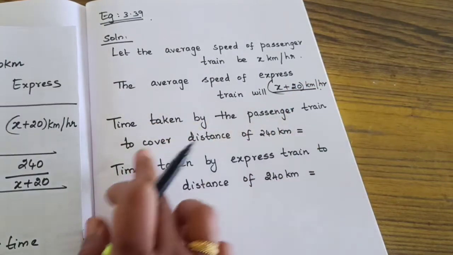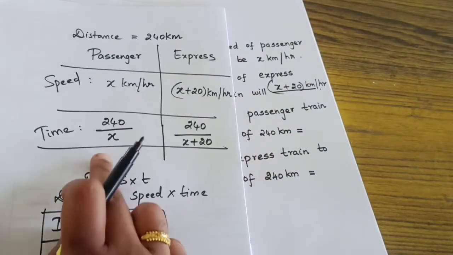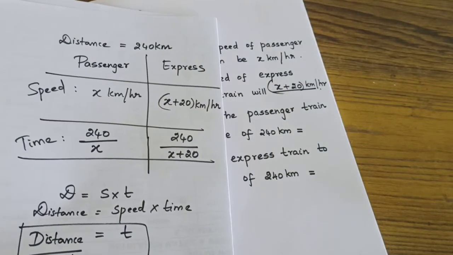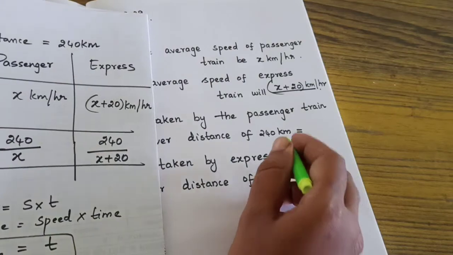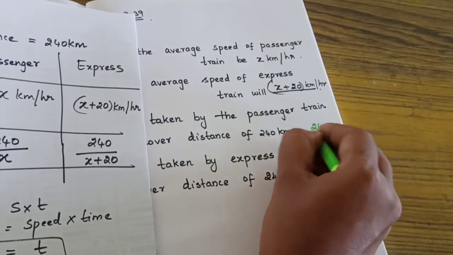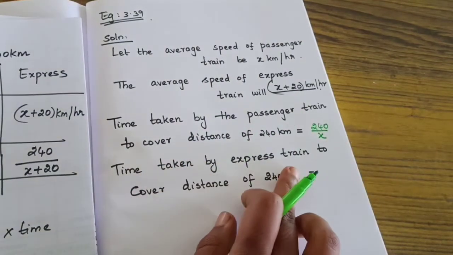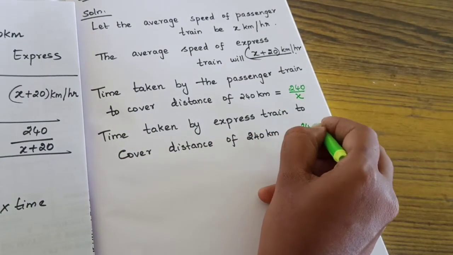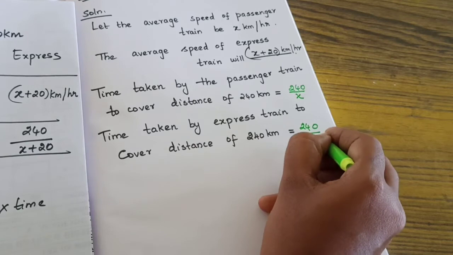Then the time taken by the passenger train to cover the distance of 240 kilometer. What is the time taken? We can use a different color. 240 by x. Then the time taken by the express train to cover the distance is 240 by x plus 20.